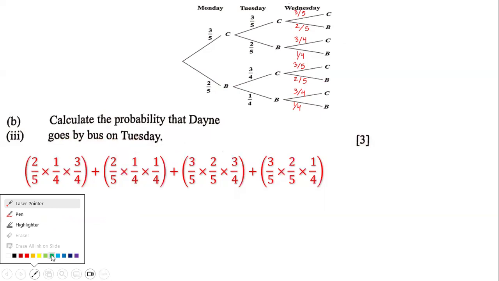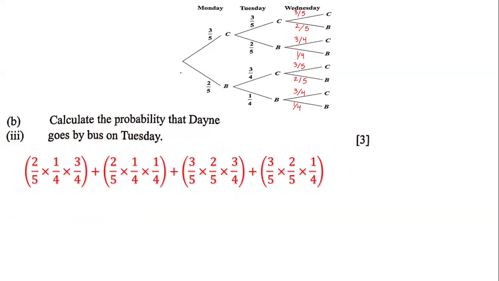Okay, so first we have 2/5. So this could be bus, so 2/5, right? And then he could go by bus on Tuesday, which is going to be 1/4, right? That's 1/4. And then it could be that he takes a car. So the car is going to be 3/4.